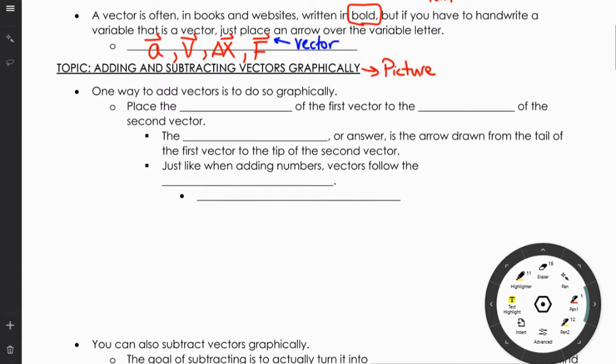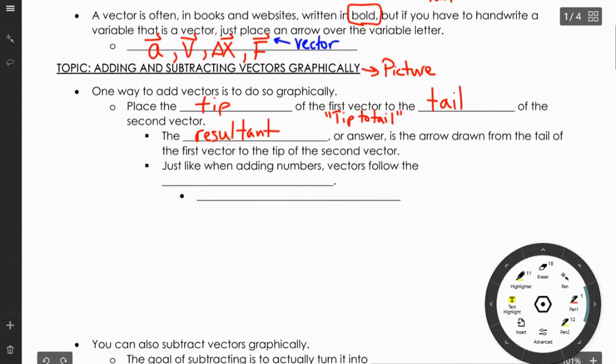Okay, so one way to add vectors is to do so graphically. What you're going to do is place the tip of the first and put it to the tail of the second. So sometimes you'll hear me say tip to tail. That's how we add them. We place the tip of the first to the tail of the second. Now the resultant, which is simply the answer, is the arrow drawn from the tail of the first to the tip of the second. So the process to add is tip to tail, but the answer is tail to tip.